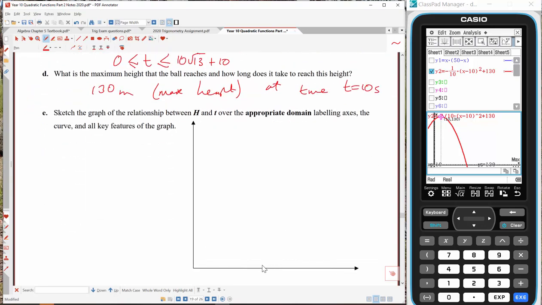Sketch the graph, no worries. That value there is 10 root 13 plus 10. This value here is 120. That's about 48 or 50. So 10 will be around about there. And we'll go 20, 40, 60, 80, 100. There's 140, so it's midway there. So the ball goes up and then down. Endpoint, endpoint, turning point: 10, 130.